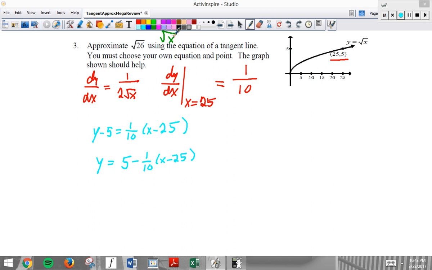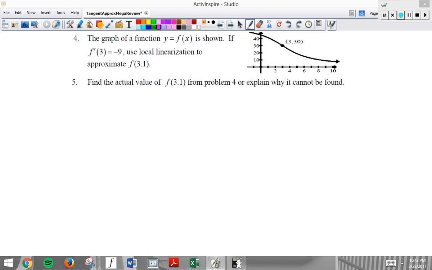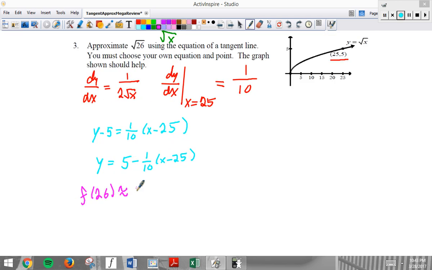If the function is root x, what is x at this point? X is 26. So I'm looking for f of 26, not root 26, but 26, because 26 is what's replacing x. Stop. 5 plus 1/10.